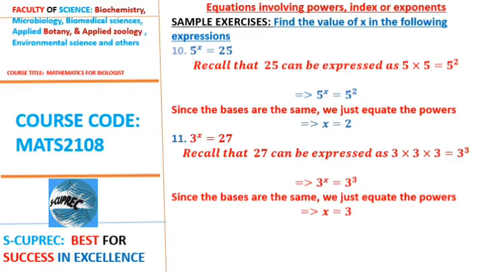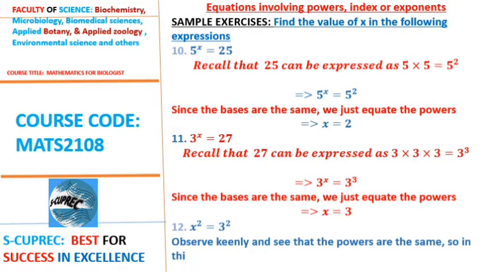Very good. Number 12. Given that we have x squared equals 3 squared. Wow, this is interesting. Now remember the second trick we said. Observe keenly and see that the powers are the same. And since the powers are the same, in this case, we just need to equate the bases. That gives our value of x to simply be equal to 3 without stress. Okay, so if the powers are the same.